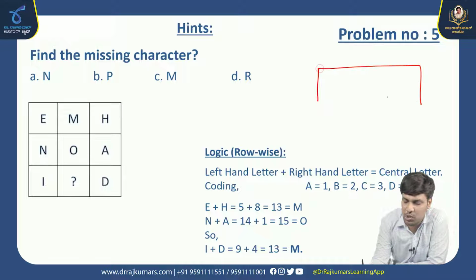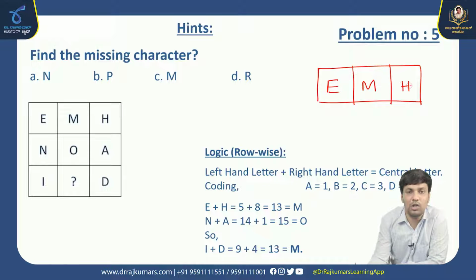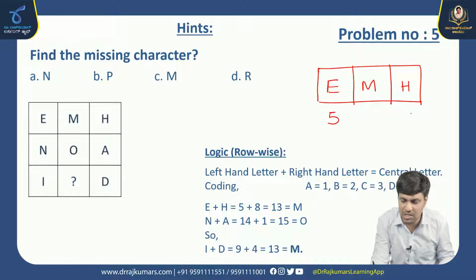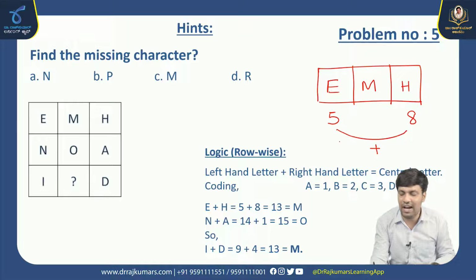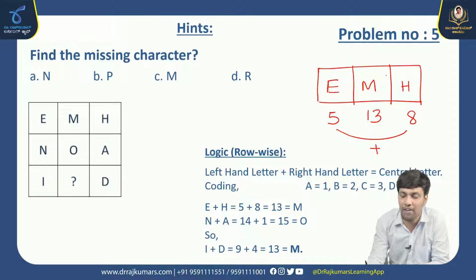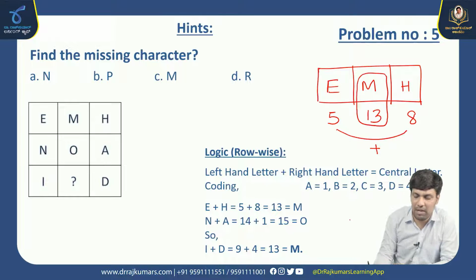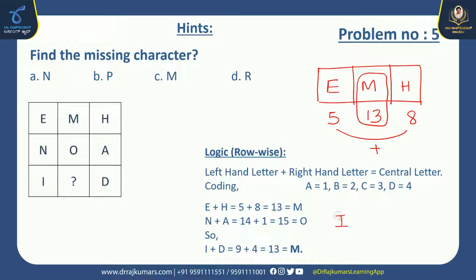On observing the first row we have E, M and H. Allotting numerical values we have E is equal to 5 and H is equal to 8. When we add 5 with 8 we have 13, which is the numerical value of the middle alphabet. In a similar way, we need to have the same logic in the third row where the question mark is specified. I is equal to 9 and D is equal to 4.